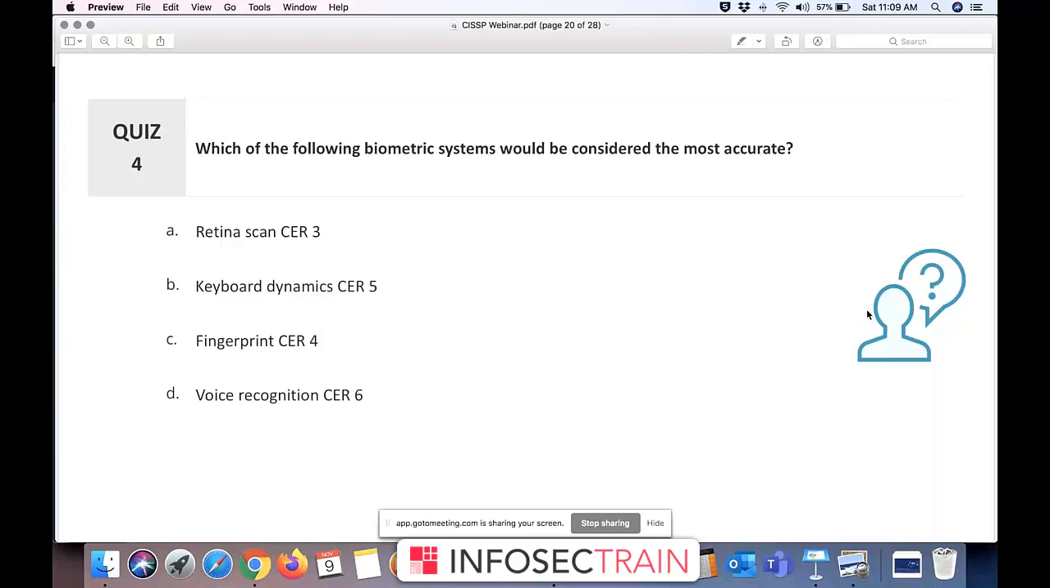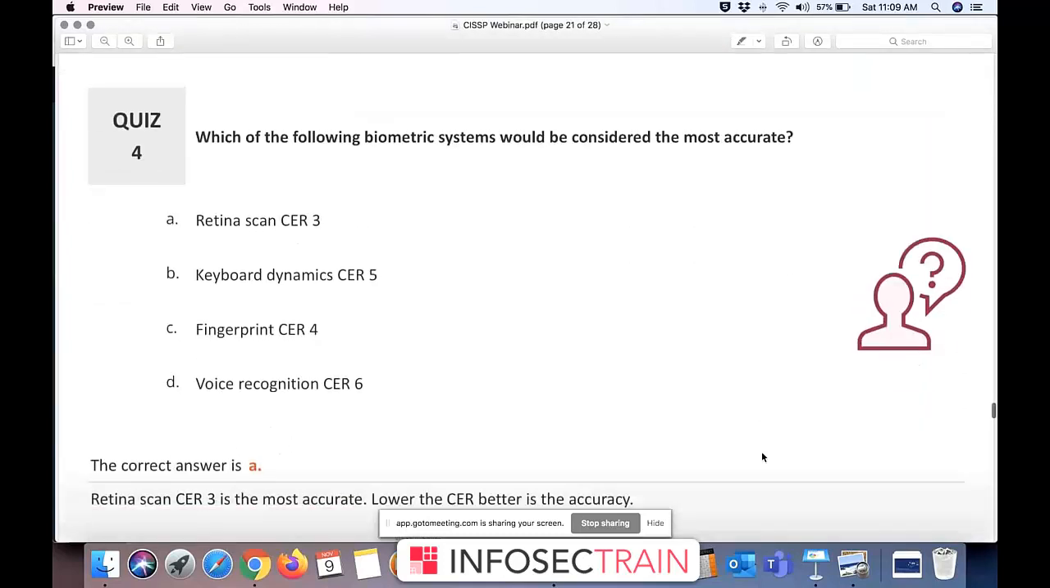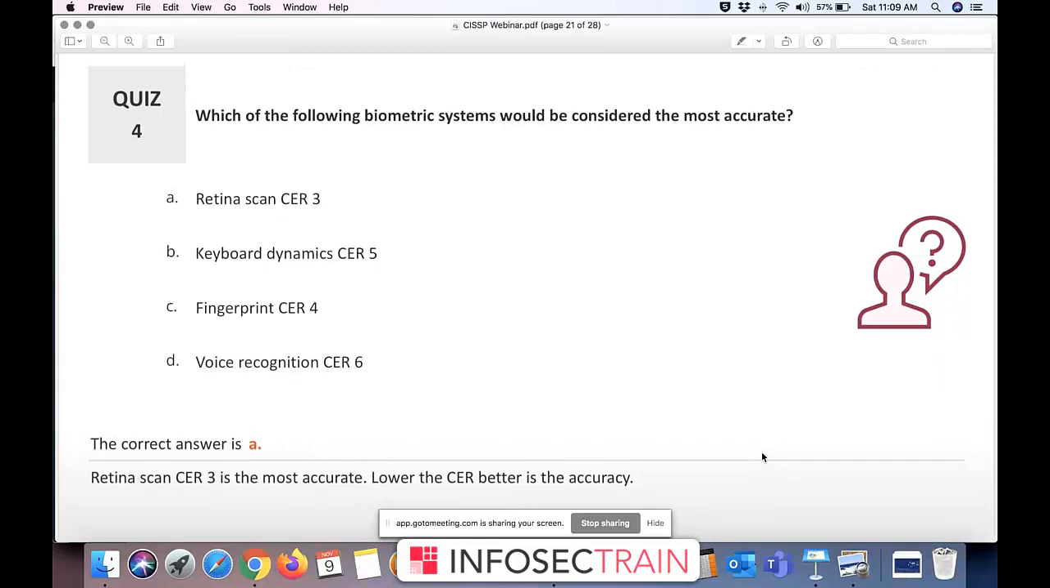Now, in this case, if some of you are saying retina scan is probably the most accurate, or fingerprint is more accurate, and so on, no, that's not the reason why the answer is correct. The correct answer is still option A. It's not because a retina scan is very unique and things like that. The only reason why this answer is correct is because there's this value called CER, the crossover error rate.